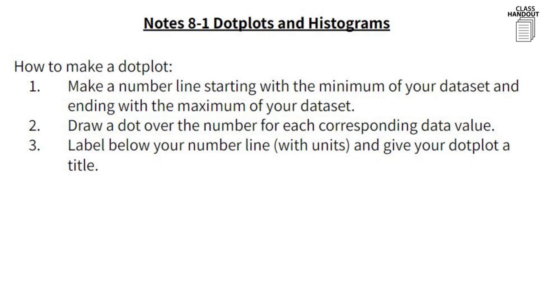How we make a dot plot, you're going to make a number line starting with the minimum of your data set and ending with the maximum of your data set. Then you're going to draw a dot over the number for each corresponding data value. Then we're going to label below our number line with units and give our dot plot a title. So let's take a look at an example.